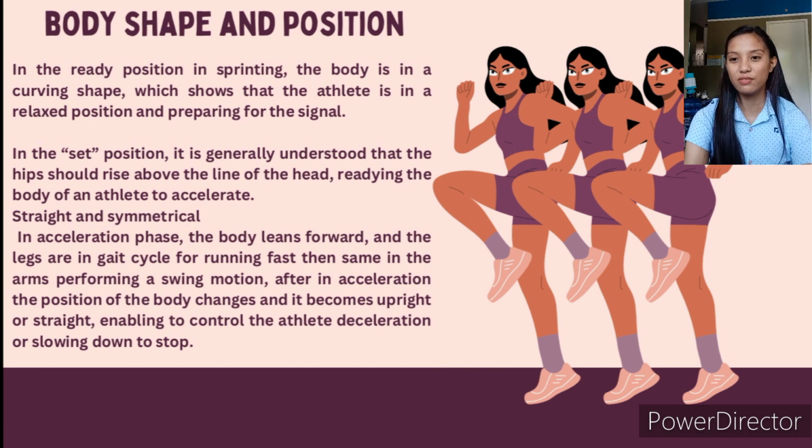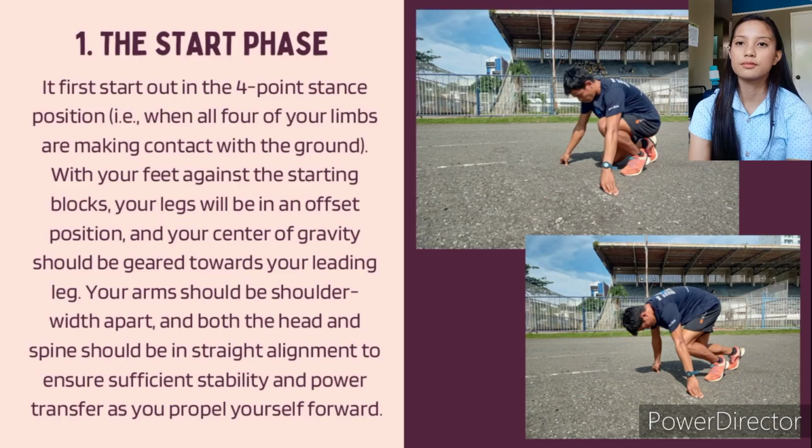So in the acceleration phase, the body leans forward and the legs are in gait cycle for running fast. Then same in the arms, performing a swing motion. After acceleration, the position of the body changes and it becomes upright and straight, enabling the athlete to control deceleration or slowing down to stop. And now let's move on to the mechanics of races and execution in sprinting.